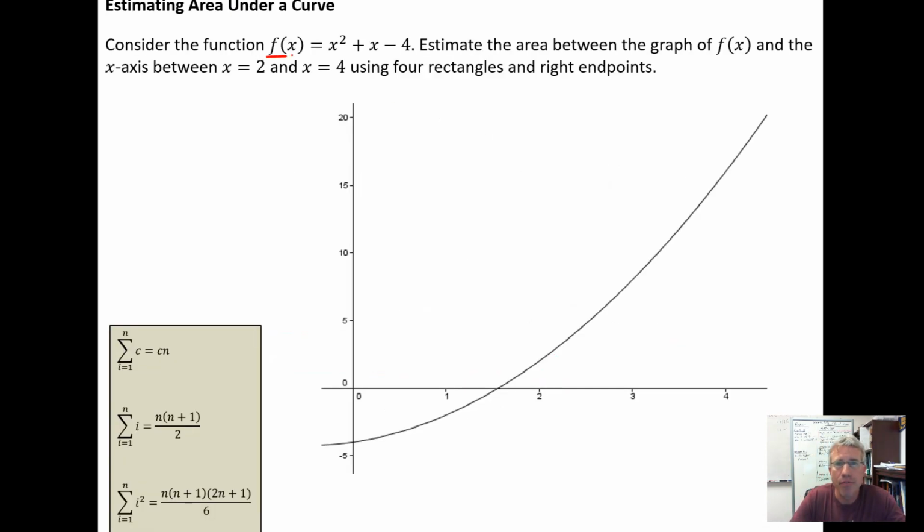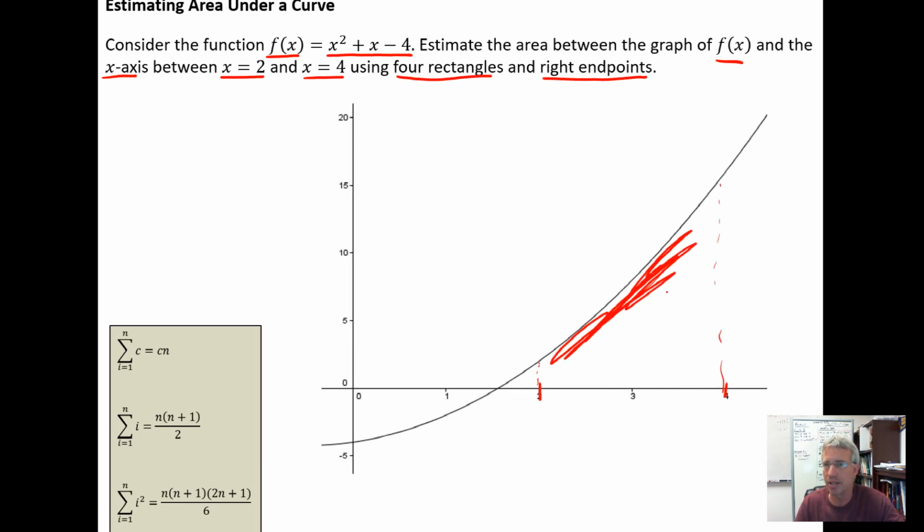We have the curve f of x equals x squared plus x minus 4. We want to estimate the area between the graph of f of x and the x-axis between x equal 2 and x equal 4 using 4 rectangles and right endpoints. So from x equal 2 to x equal 4, what we're being asked to do is estimate the area under the curve, which is this area in here.